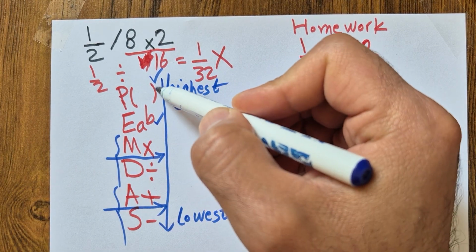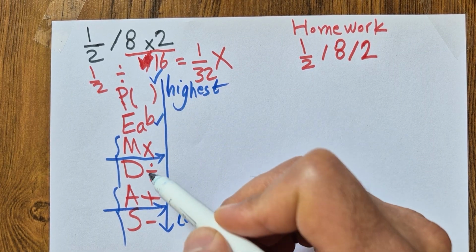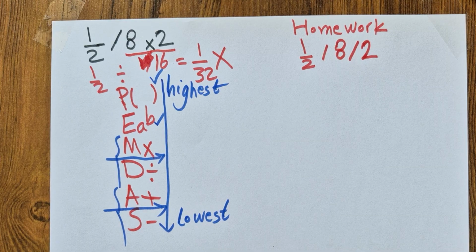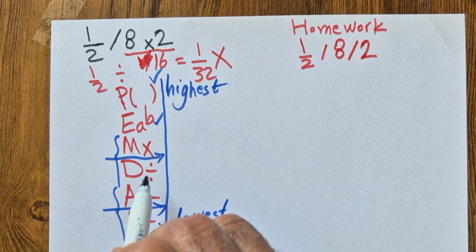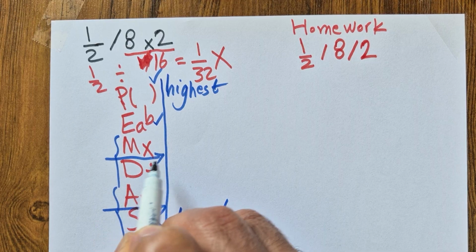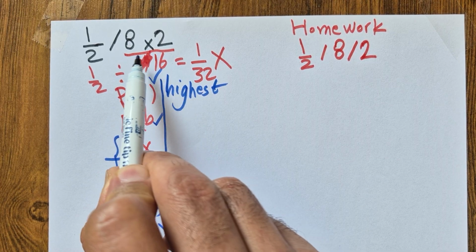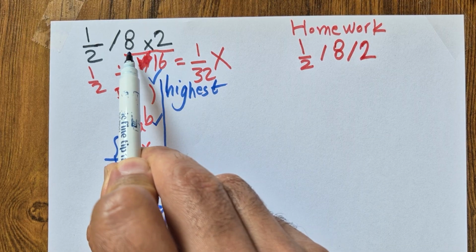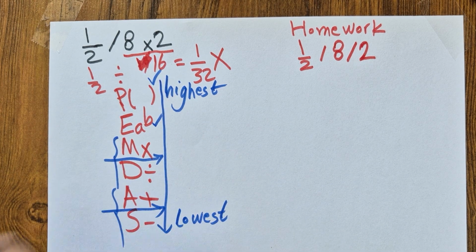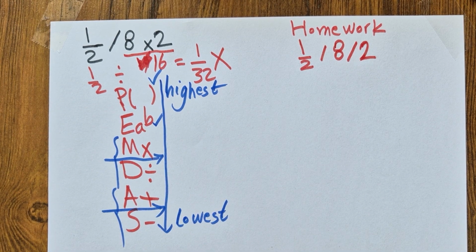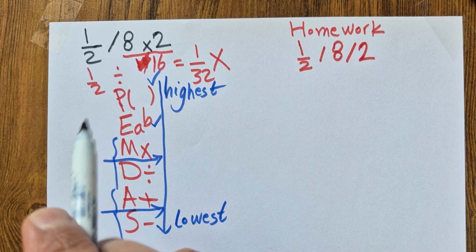Do we have any parentheses? No, we don't. Do we have any exponents? No, we don't. Do we have any multiplication and division? Yes, we just have multiplication and division. According to PEMDAS, we must go from left to right. Your mistake initially in the beginning was that you thought you must do 8 times 2 at first. So you thought multiplication has a higher priority than division, but in reality, they have the same priority. You just go from left to right.